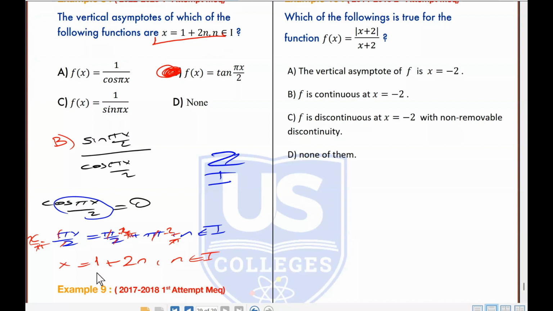Alright. So what makes cosine 0 doesn't make sine 0. So you don't need to check whether the numerator is 0 or not. So it is the answer.